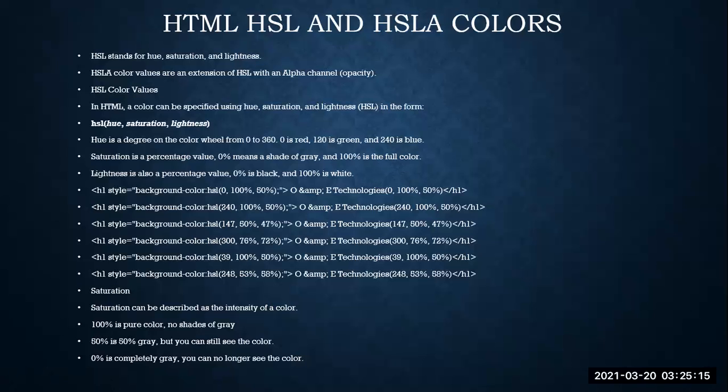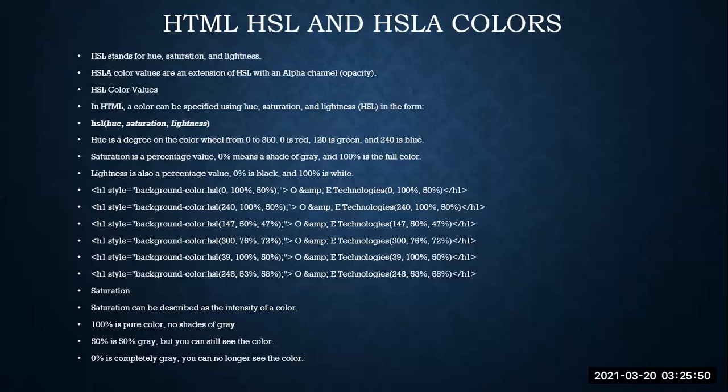Okay. So saturation is a percentage value, where 0% means a shade of gray. So the value of saturation you are adding is the gray value. Anytime you are adding saturation, you are adding gray to the hue color. And don't forget, between 0 and 360 is where you have the primary colors. So at 0, you have red. At 120, you have pure green.